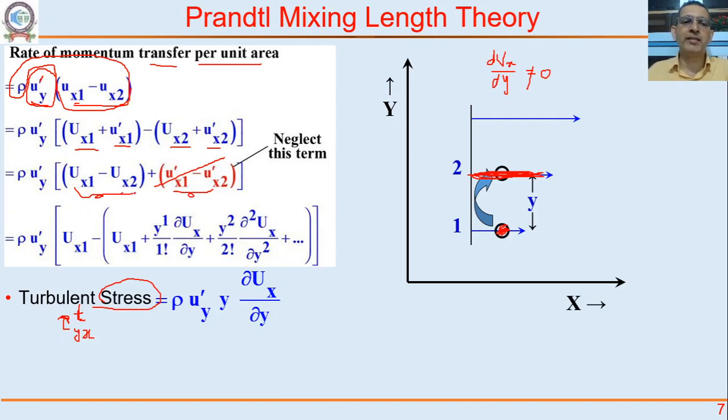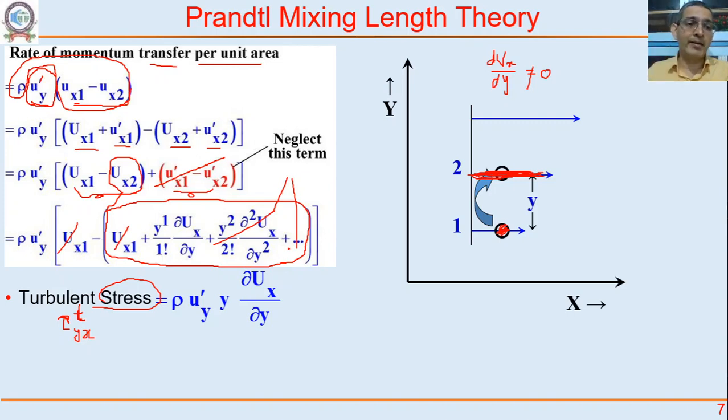Now I can do a Taylor series expansion for ux2. It would be ux1 plus y divided by 1 factorial du by dy, plus y square by 2 factorial d2ux by dy2, and so on and so forth. This will cancel out. We are neglecting higher order terms. All such higher order terms you neglect.